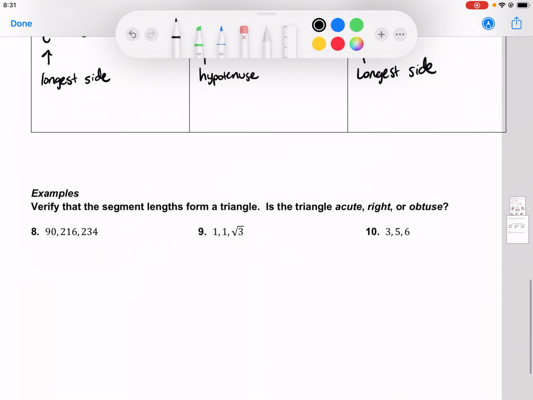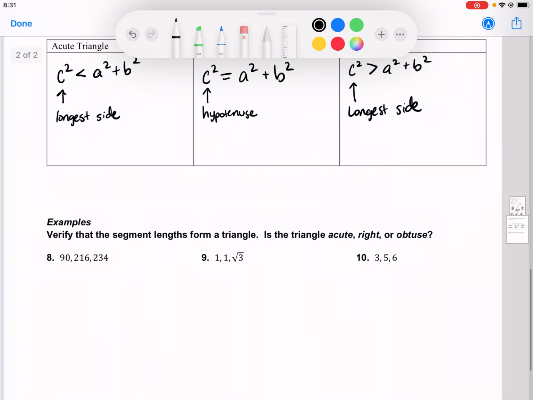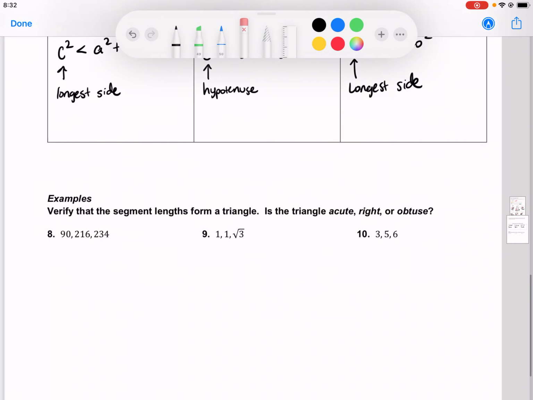So I'm going to have a list right here. Now, to verify that the lengths form a triangle, all you have to do is add the two smallest sides, and as long as they're bigger than the third side, we're good. In fact, all of these work because 3 plus 5 is 8, and 8 is bigger than 6, so for number 10. But I'm actually going to focus on just classifying.